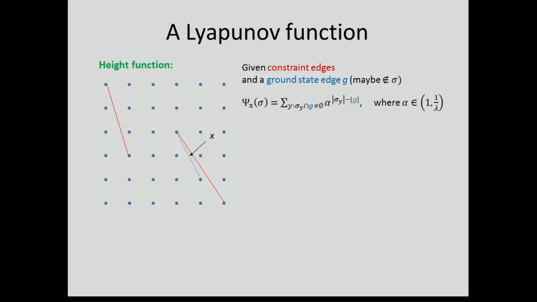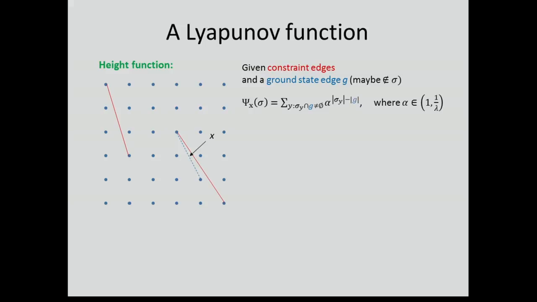And this is a construction of a Lyapunov function on lattice triangulations. The function is a bit involved, so let's go slowly. First, let me generalize the problem. I'm going to look at lattice triangulations with a constraint edge. So I'm adding this red edge, and I'm now taking my measure on triangulations conditioned on this edge being present. And we also know that the Markov chain is still irreducible given any set of constraints. So within this set where the constraints are present, the Markov chain connects any two triangulations within this set by flips.